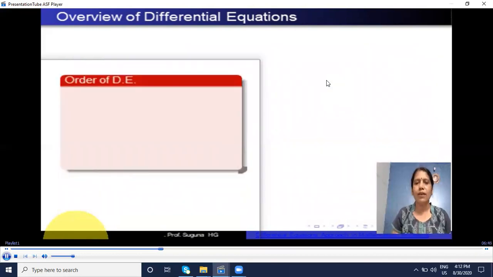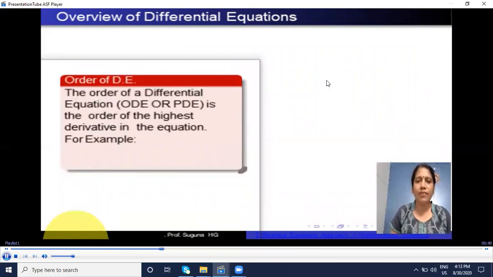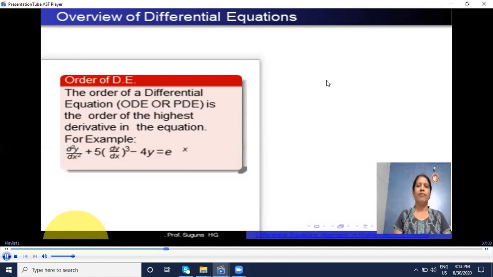Now, the order of the differential equation, that means the highest derivative in the equation, is nothing but its order. See here, d square y by dx square plus 5 (dy by dx) whole cube minus 4y is equal to e power of x. Here, d square y by dx square is the highest derivative in the given equation. So, the order is 2.